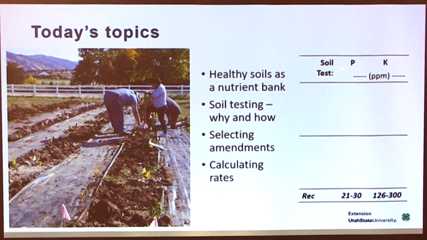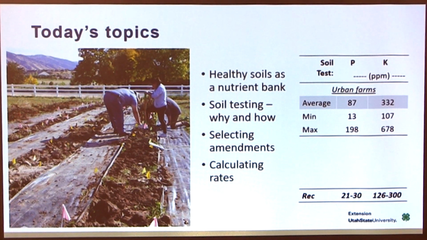So in Utah, or anywhere, part of a routine soil test is to look at how much phosphorus and potassium are in the soil. And I've got what our recommended rates are, soil test values. So for soil test P, 21 to 30, soil test K, 126 to 300. Meaningless number, but it's there for reference. So we've been doing surveys. I've been trying to go to as many urban farms as possible. This includes vegetable farms, not just cut flowers.